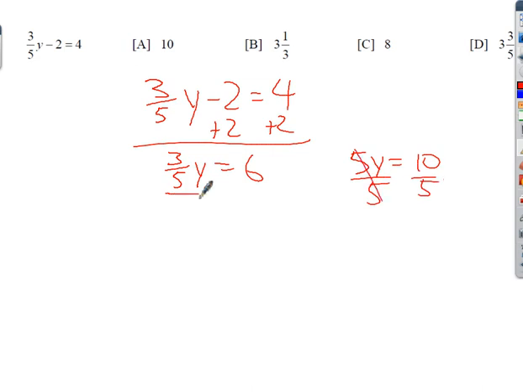Well, same deal here. It's 3/5. It just looks a little strange, but we're going to divide by 3/5. Alright, that cancels out, or reduces to 1, so it's just y. But what to do with this other side?